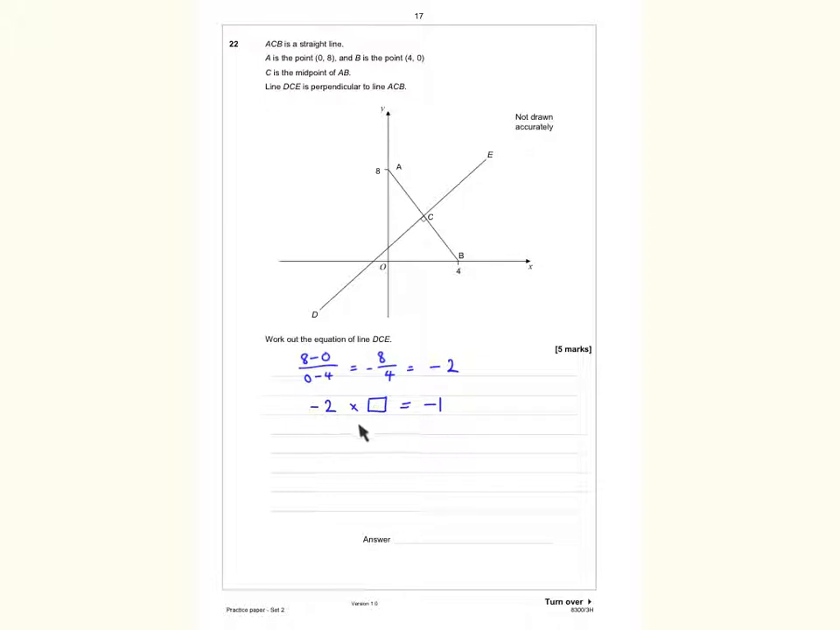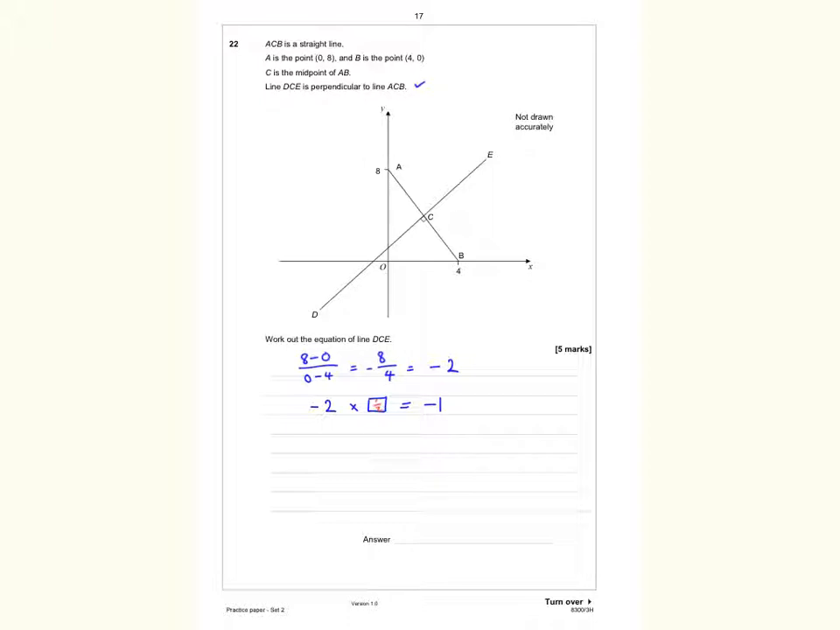So if I divide both sides by -2, I will get -1 divided by -2, which is a half. Or you can think of it, a lot of people like to say the negative reciprocal of that. So the value here is a half, and that value is the gradient of this line. So now I know the gradient of this line. I need one of the points on this line to make an equation. So I need an x value and a y value for one of the points, and we can find that here. So I've used the fact that line DCE is perpendicular to line ACB.